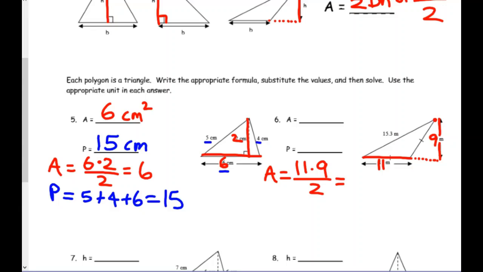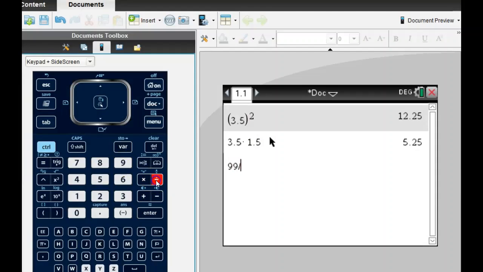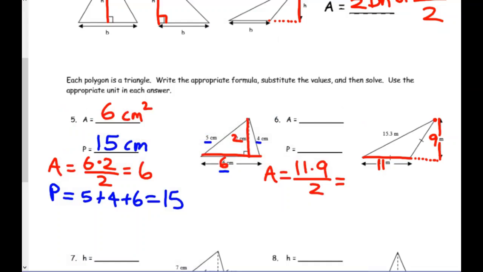What is that going to give me as a decimal? Remember, you can always do Control Enter. 49.5. And we are talking about some meters. Okay?